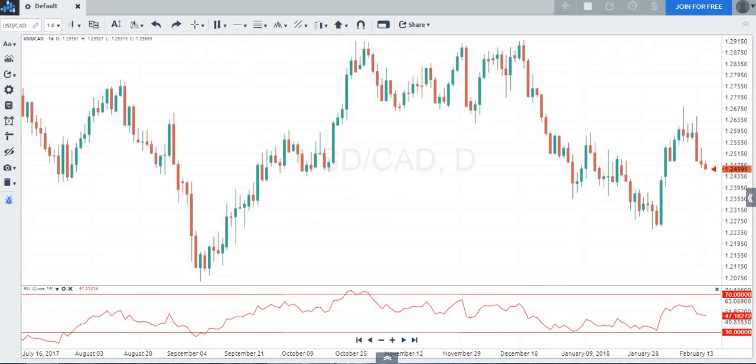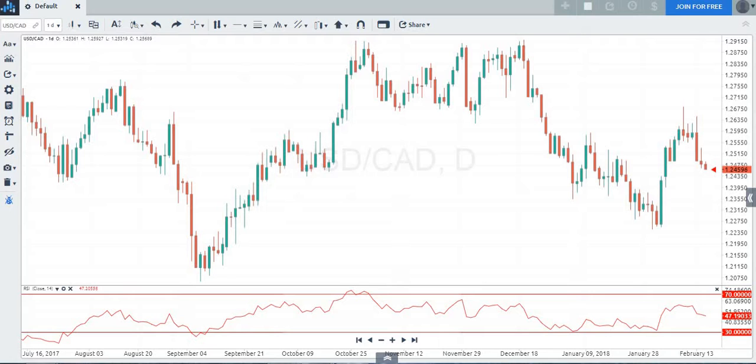Let's get back into the good stuff here with this indicator. The way this indicator works, it essentially lets you know: is price strengthening or is it weakening in the direction that it's going? And that's good to know.